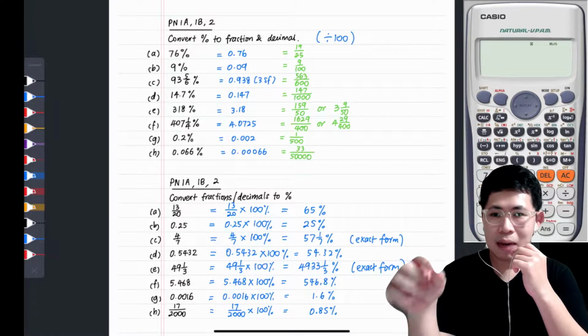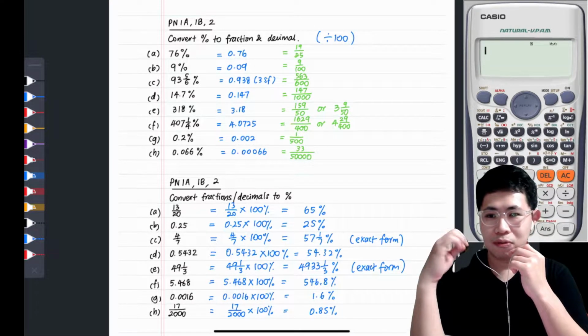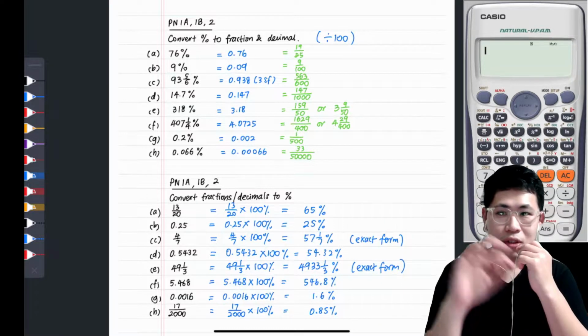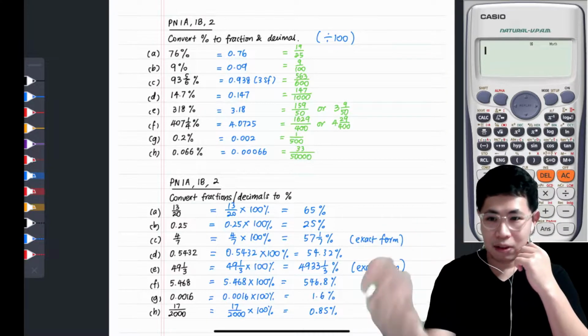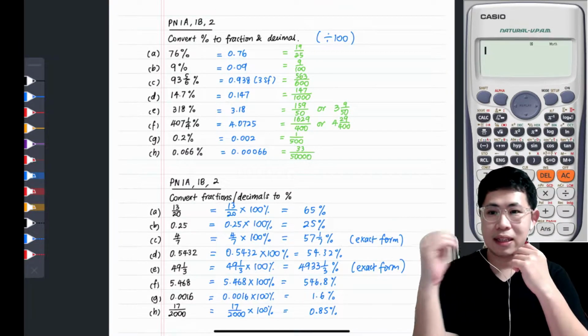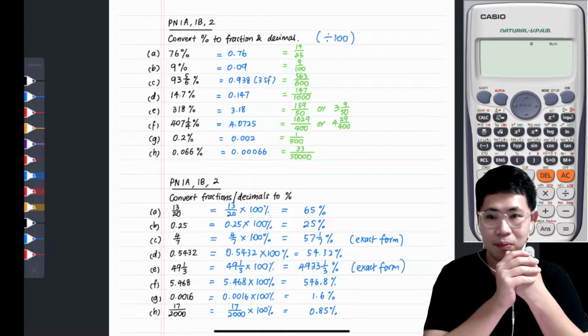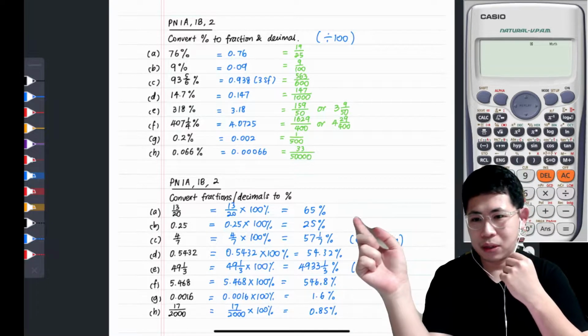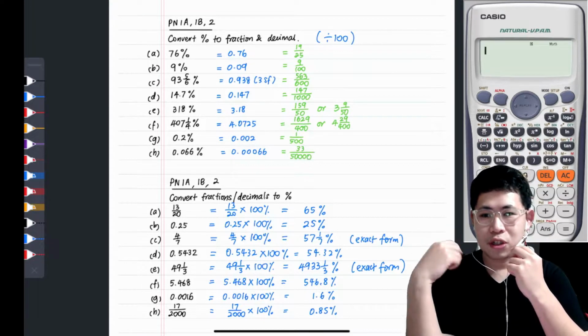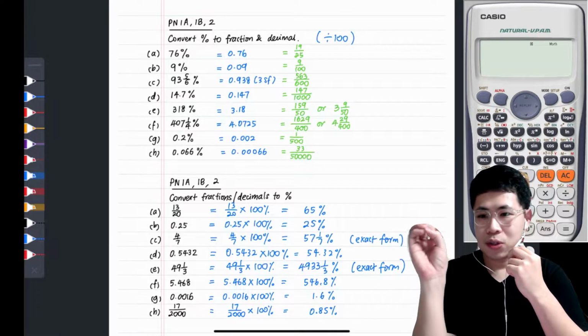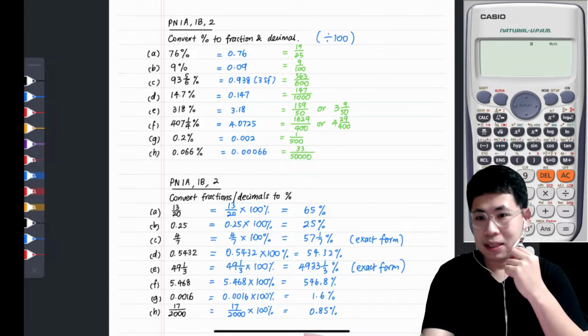Just a recap: from percentage to fraction and decimal, it's just to divide by 100. Take the value of 76, divide by 100. For a percentage, 95, give it in simplest form. To convert back, multiply by 100%. Just take the fraction and leave the percentage sign.